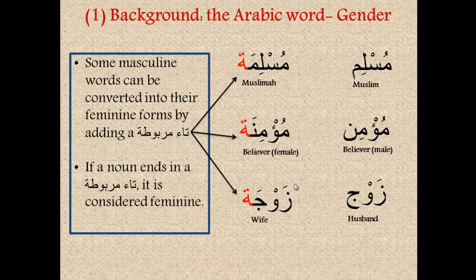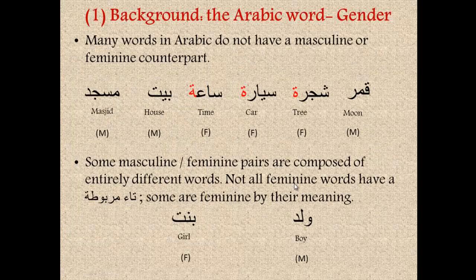Now this isn't always the case. Many words in Arabic do not have a masculine or feminine counterpart. Take, for example, the word qamar, which means moon. This is masculine. You might think that the opposite is sun, so if we add tam al-buta to get qamarah, that should mean sun, which is feminine. That's not the case. The word for sun is ash-shams, which is an entirely different word.